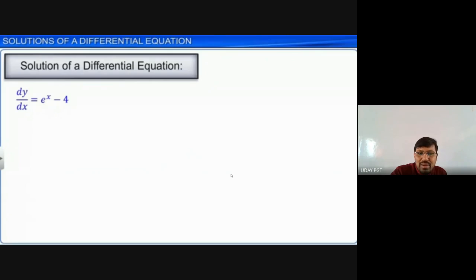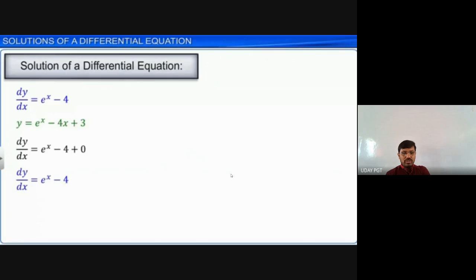Suppose dy by dx is equal to e power x minus 4 is given to you. What function y will satisfy this is called the solution of the differential equation. Whenever you take y as e power x minus 4x plus 3, you find the derivative of the function and you get e power x minus 4. Even in place of the plus 3, if you take any other number, the derivative of a constant is 0.